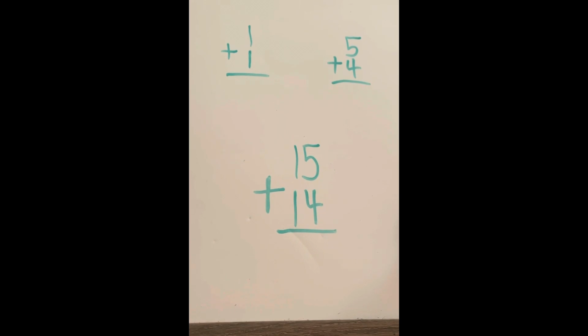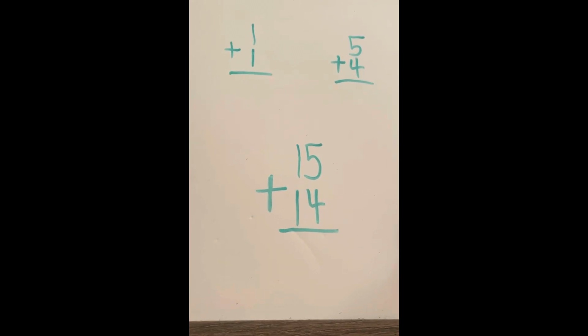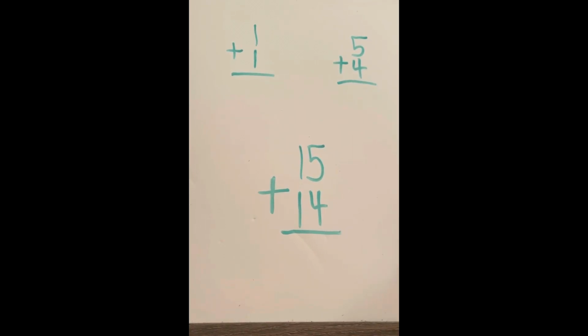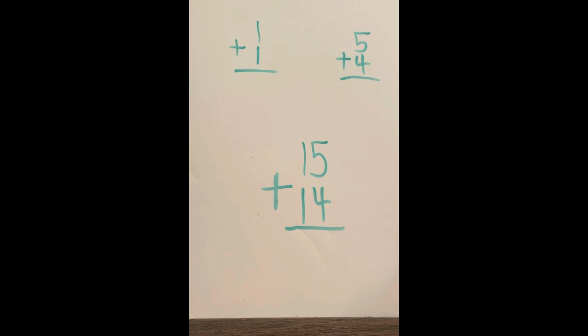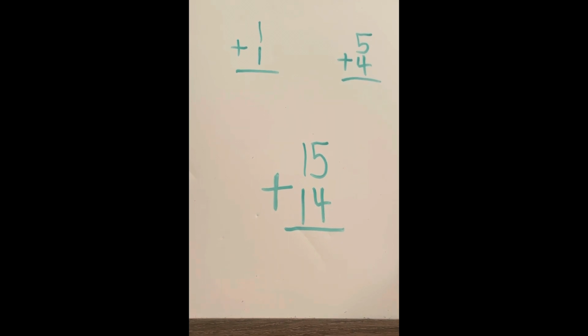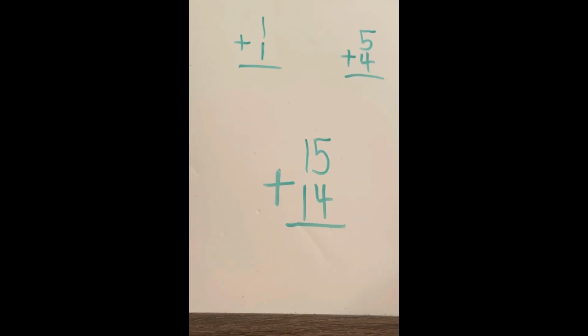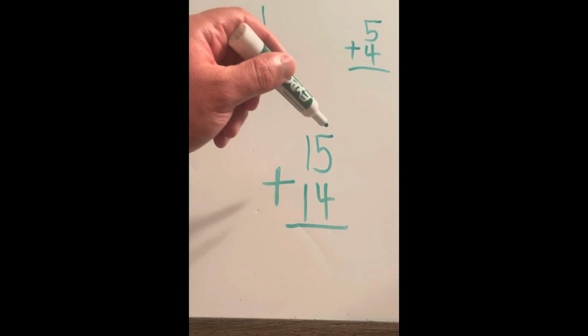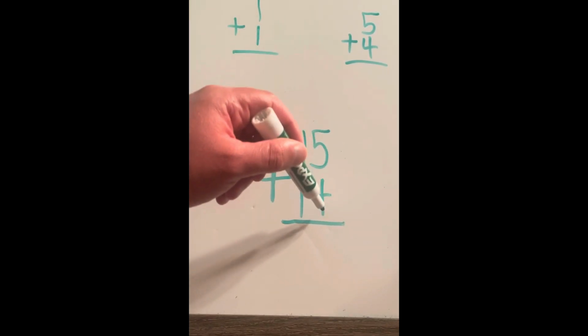All right, so for the first example problem, we have 15 plus 14. And now instead of adding 15 plus 14 together all at once, what we're going to do is break it down to the ones place and the tens place. So I want you to think of it as two separate one-digit problems. If you go to the ones place, the digits all the way to the right, we are adding 5 plus 4.